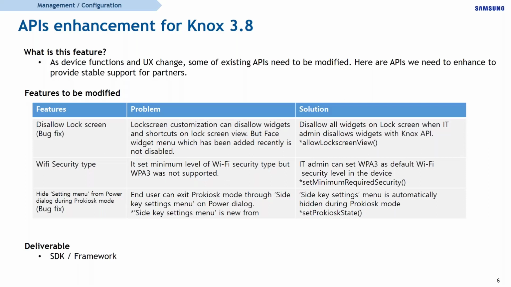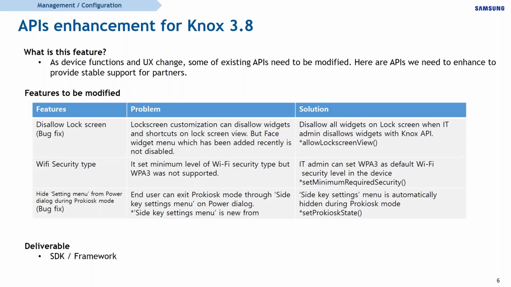Next, we have the minimum required security Wi-Fi type to help IT admins set the Wi-Fi security level. Recently, the Wi-Fi Protected Access 3 or WPA3 type was introduced, and Samsung devices also supported them. Based on the customer requirement, this API will support the WPA3 algorithm. However, we are deprecating all Wi-Fi APIs in the Android OS, so this feature will be supported by KC only and not API type.